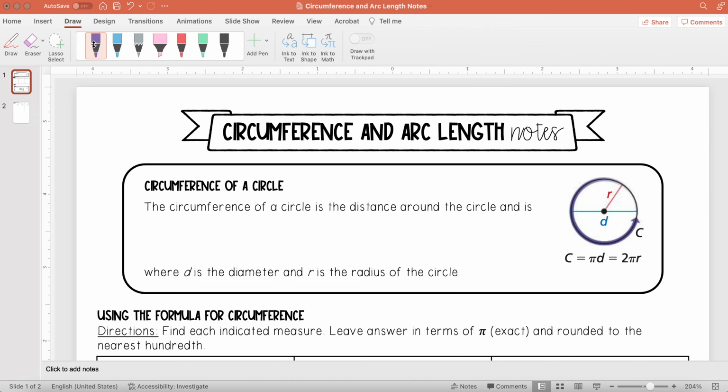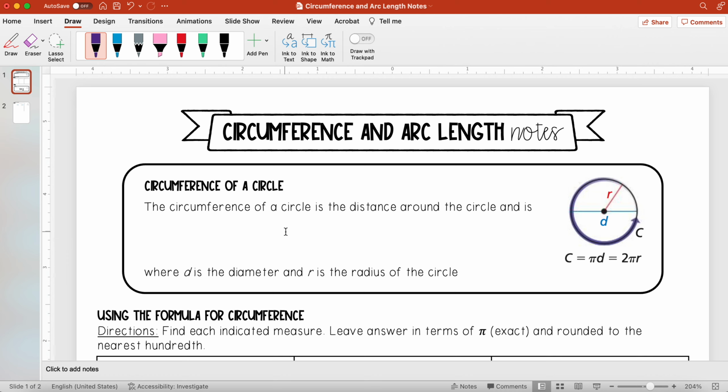Hello everyone, today we'll be talking about circumference and arc length, and in this first video we're going to be talking about the circumference of a circle. So the circumference of a circle is the distance around the circle. You can kind of think about this as being the same thing as if we're finding the perimeter of a rectangle. It's just that distance all around.